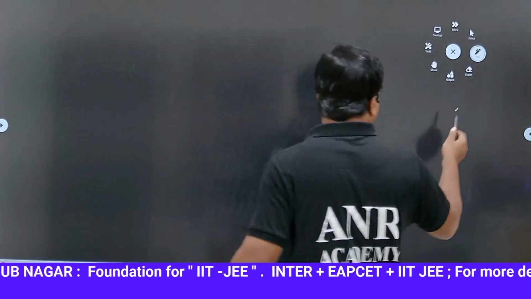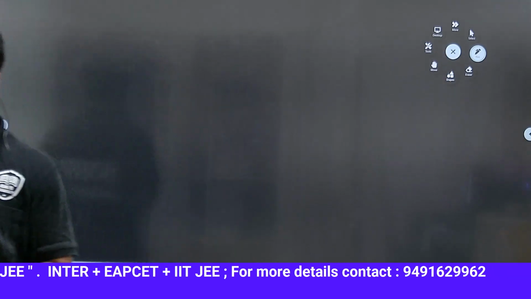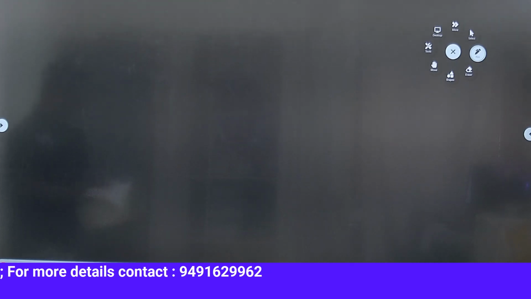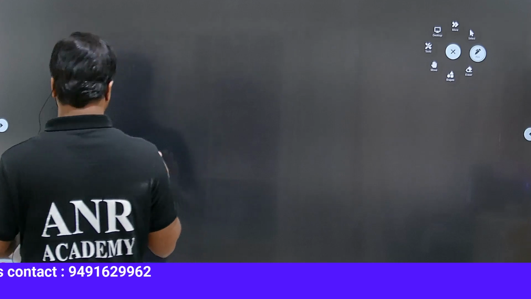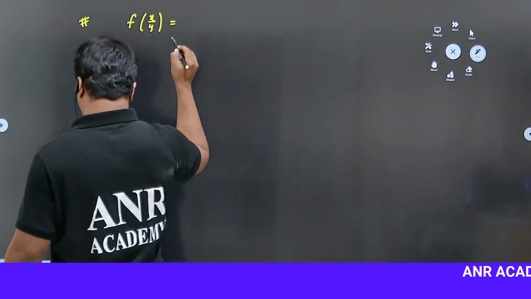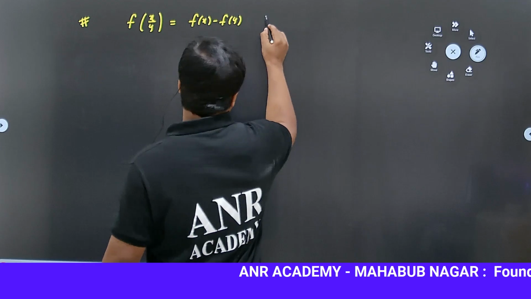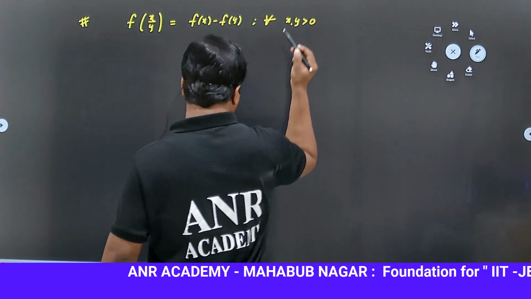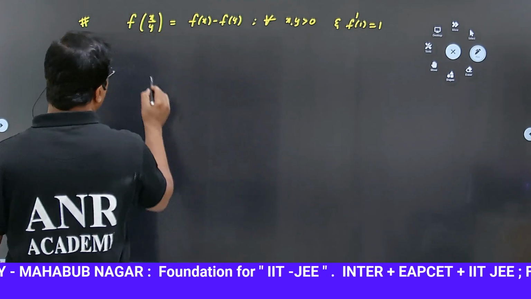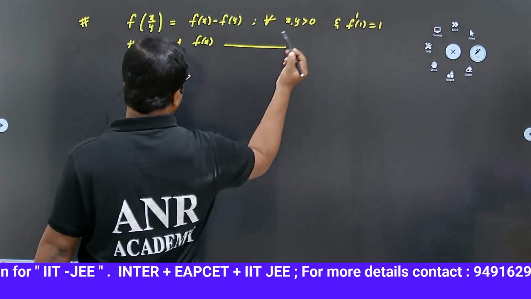Another question I am going to write. Suppose that, if you have the question, f of x by y is equal to f of x minus f of y for all x comma y more than 0, and f dash 1 equal to 1, then find f of x. This is the question.